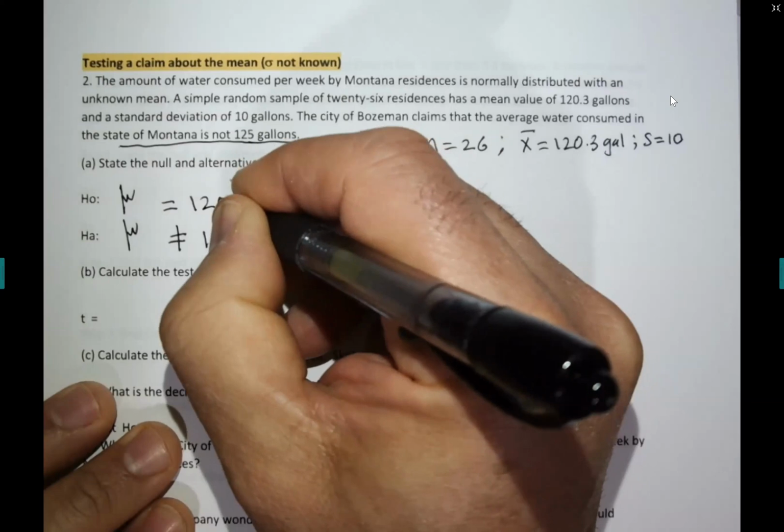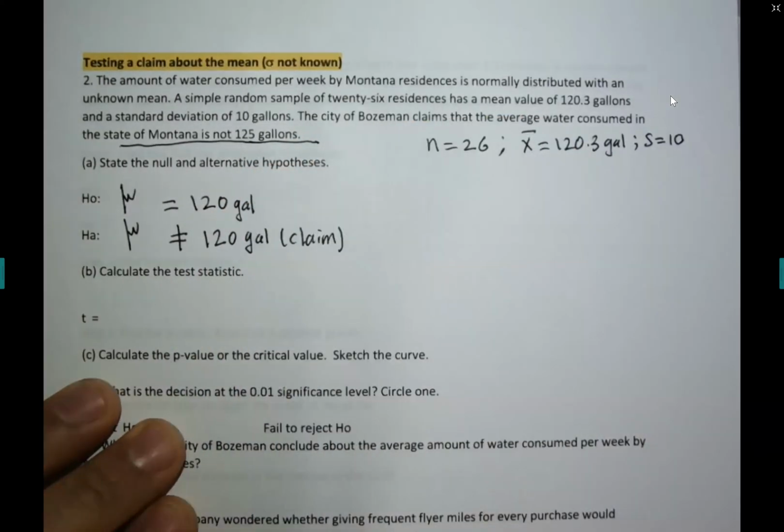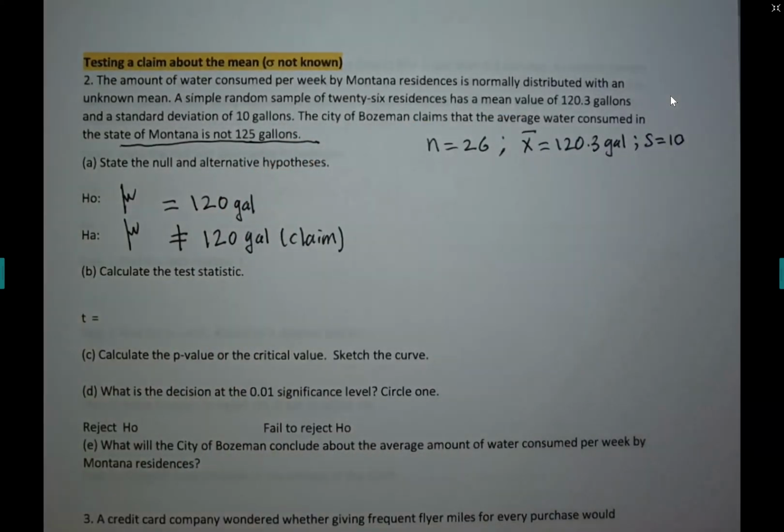That is absolutely correct. So the claim is in the alternative hypothesis. They say the state of Montana claimed that the average water consumed is not 125. Is not means, guys, not equal to. Don't expect me to give you the sign of the problem. It's going to be in words, guys, so you need to know how to interpret the sign. That's very, very important. Okay, very good.